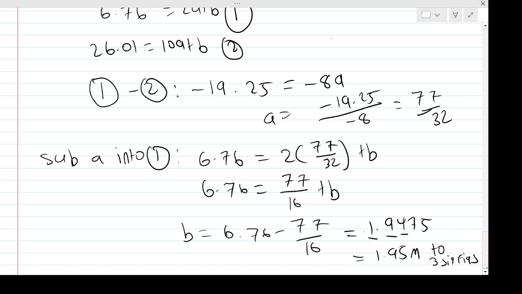And then I need to do the same for a, because a is 77 over 32, which is 2.40625. And for three significant figures, that'd be 2.41 meters to three sig figs, because the 6 will round the 0 up to a 1.